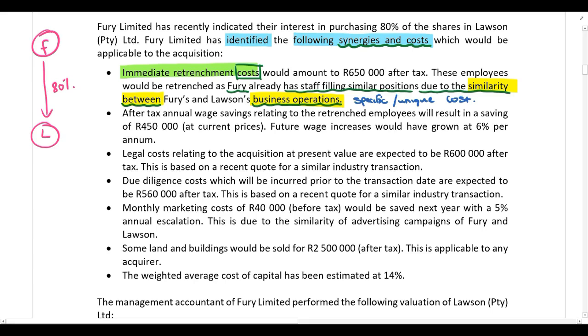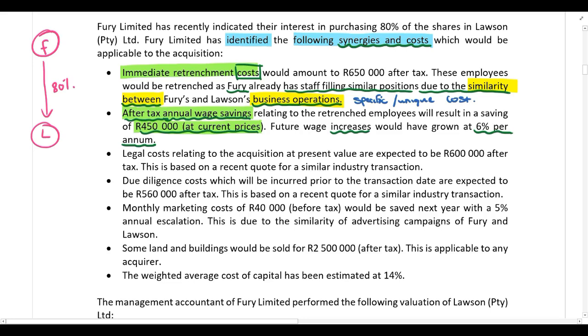Then, as a result of the retrenchment, there will be annual after-tax wage savings relating to the retrenched employees at 450,000 Rand, and that is at current prices. Okay, so those are the annual wage savings, and that is after tax and at current prices. And you are told that future wage increases would have grown at 6% per annum. All right, so we'll look at that when we get to our calculation.